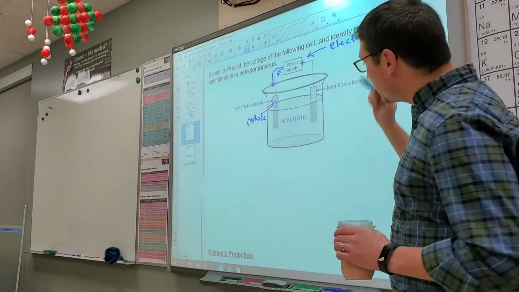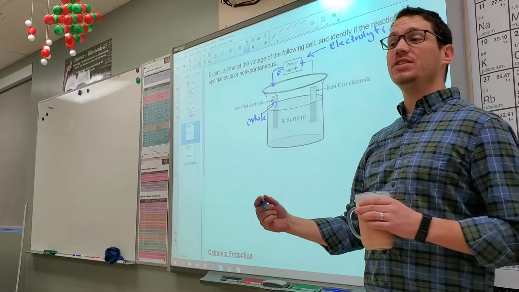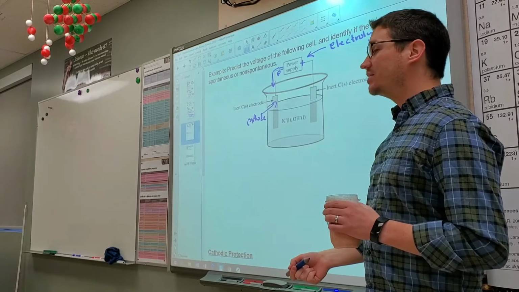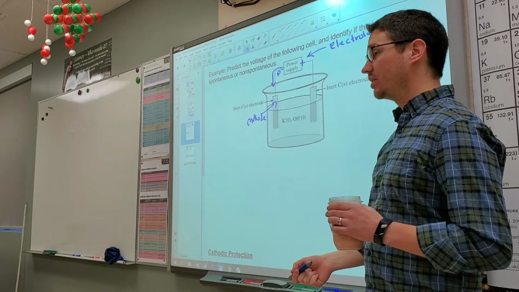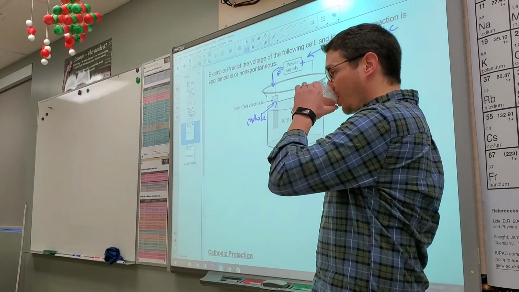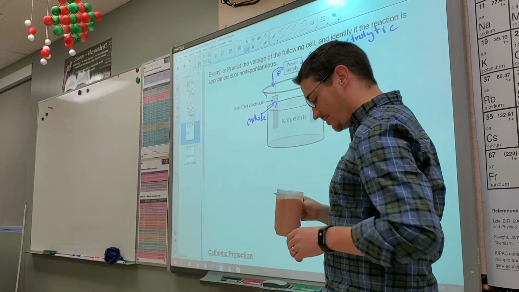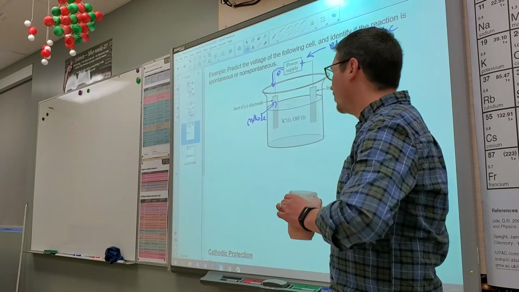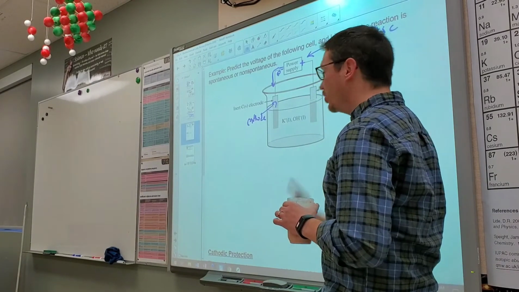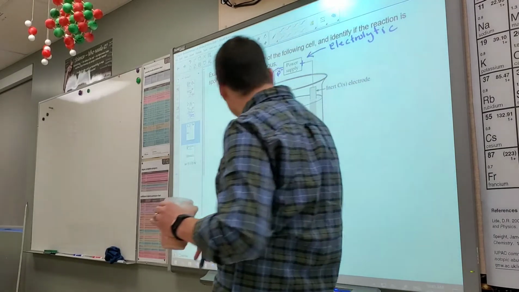So we're going to predict the voltage of the following cell and identify if the reaction is spontaneous or non-spontaneous. To predict that, we need the half reactions. In order to get the half reactions, what do we have to figure out first? Strongest oxidizing and strongest reducing agent. Is there something on this diagram that tells us it's electrolytic, like the power supply? Yeah, that's exactly right. As soon as you see a power supply, boom, electrolytic cell. It has to be electrolytic because you don't need a power supply for a voltaic cell.